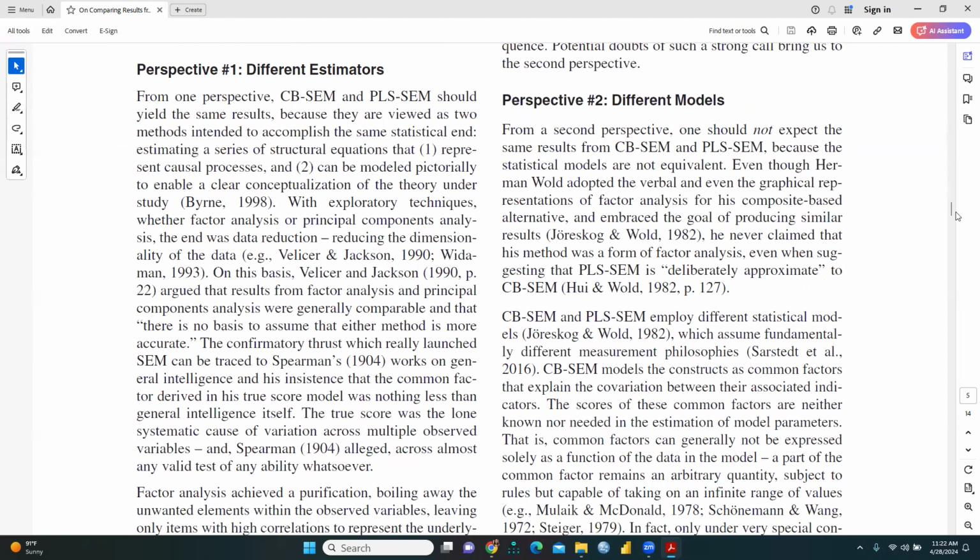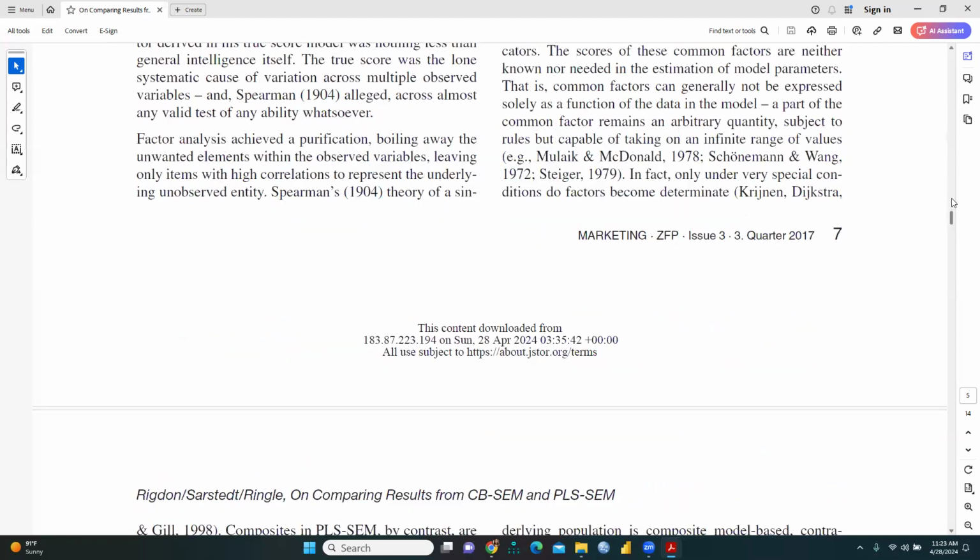From this perspective, CVSEM and PLS-SEM should yield the same results because they are viewed as two methods intended to accomplish the same statistical end: to estimate a series of structural equations that represent a causal process, which can be modeled pictorially, and to enable a clear conceptualization of the theory under study. So there are a number of things you can see here. This is the first perspective, different estimators.